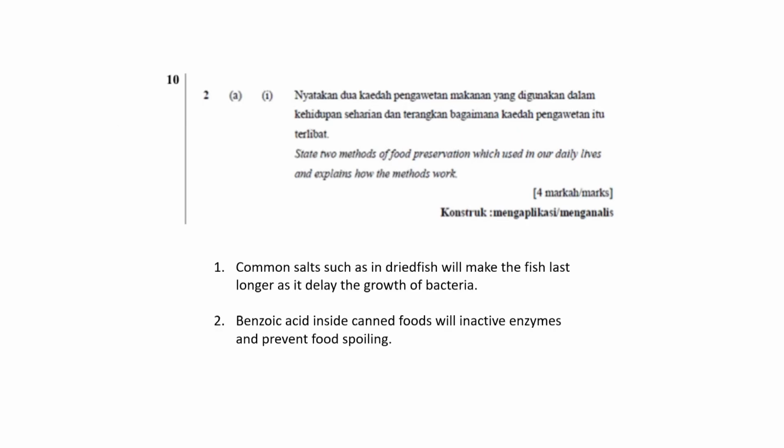Question 10. State two methods of food preservation which are used in our daily lives and explain how the methods work. For this question, you need to memorize and identify the facts that the question wants. So, my answer for this question is common salt, such as in dried fish, will make the fish last longer as it delays the growth of bacteria. And for the second method, we use benzoic acid inside canned foods. It will inactivate enzymes and prevent food spoiling.